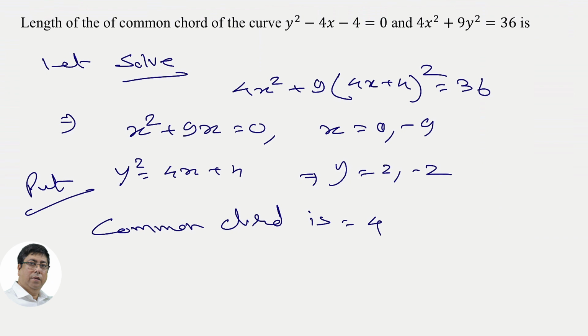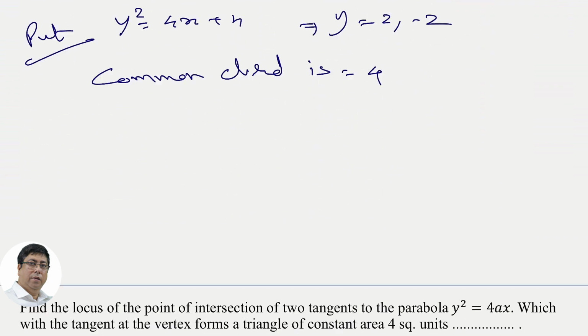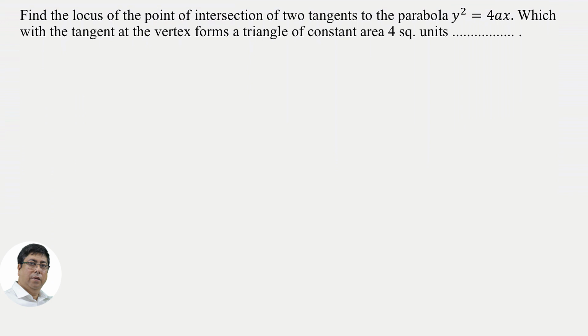Let's do the next sum. Find the locus of the point of intersection of two tangents of the parabola y square equal to 4ax, which with the tangent at the vertex form a triangle of constant area 4. How to solve this sum? Let's see. So y square equal to 4x, let's draw the diagram here.